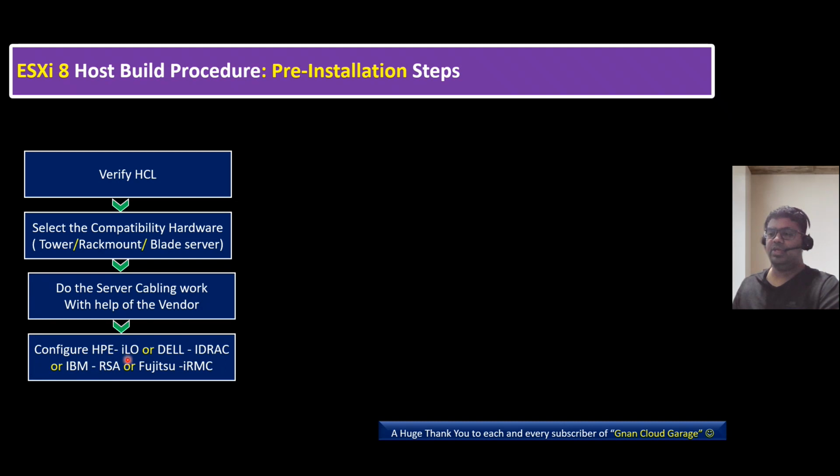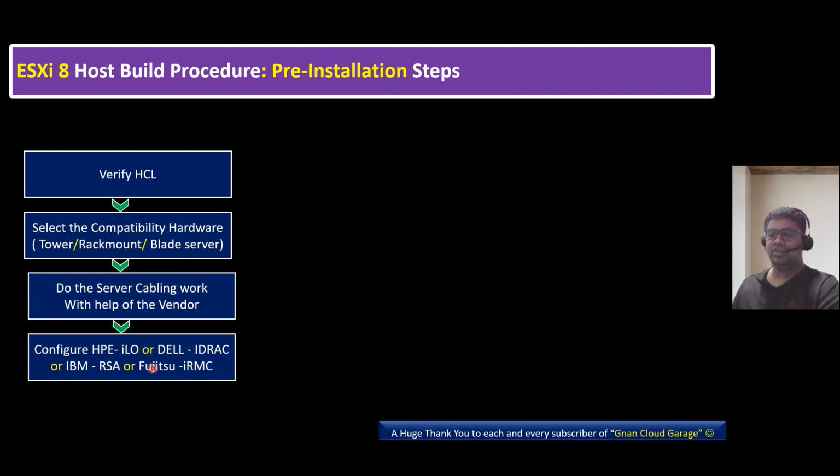And configure the HPE iLO. If the server is an HPE model, we need to configure Integrated Lights-Out. If it is a Dell model, Integrated Dell Remote Access Controller needs to be configured. And for IBM, the Remote Supervisor Adapter needs to be configured. And for Fujitsu also, the Integrated Remote Management Controller needs to be configured.